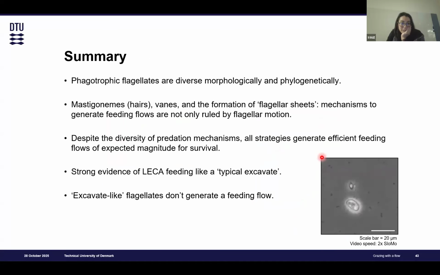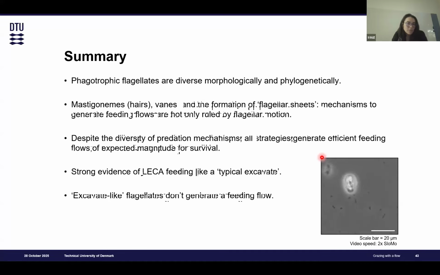And that's about it. Just as a quick summary, we have been able to see that these phagotrophic flagellates have many ways of feeding, which is a result of their different morphologies, and they're also very diverse phylogenetically. I hope you've been able to have a good overview of these three ways of feeding: you have the hairs, you have the veins, and then you have the flagella sheets.